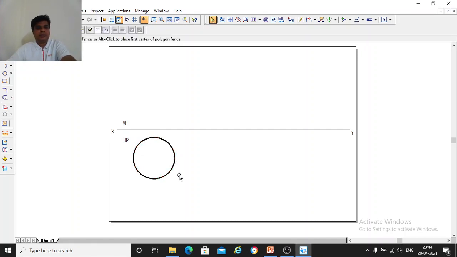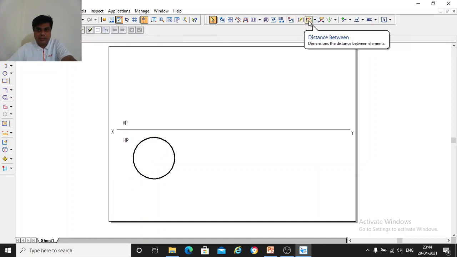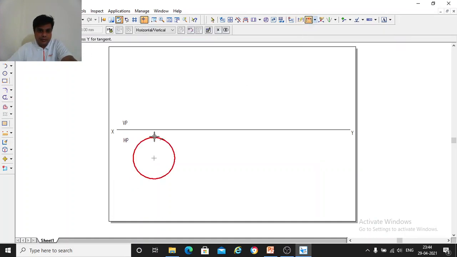Once we draw the circle, now you have to give the dimension to this. For a circle, you can give the dimension like this, or you can give it like this, or you can give the dimension like this.